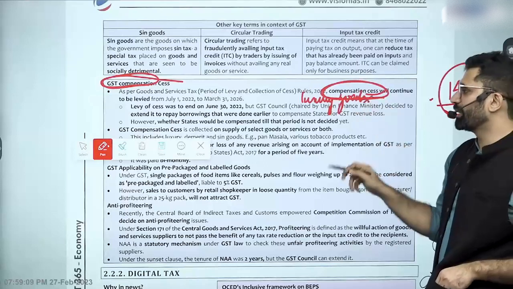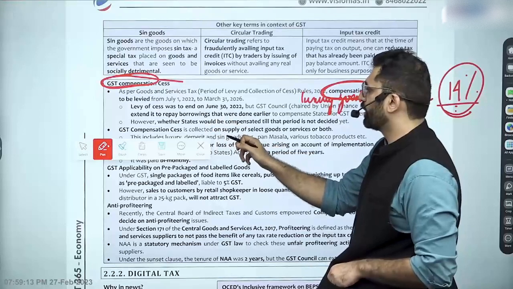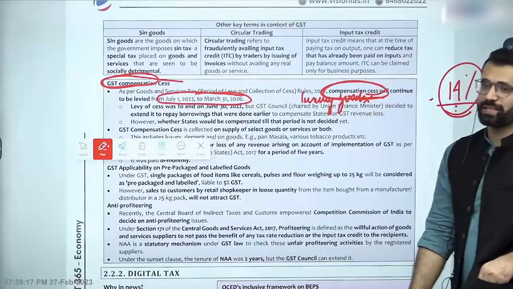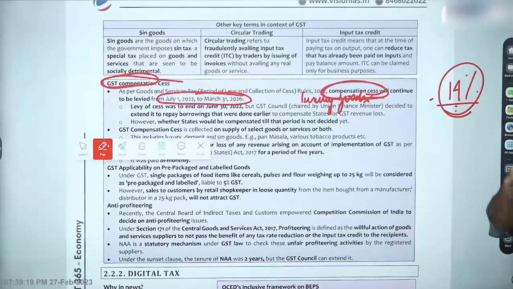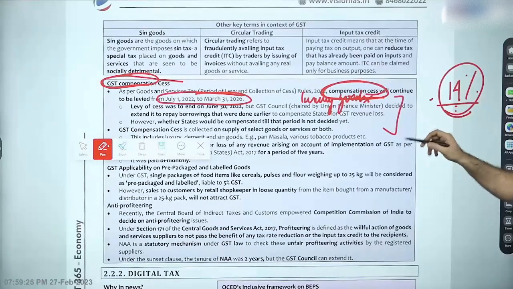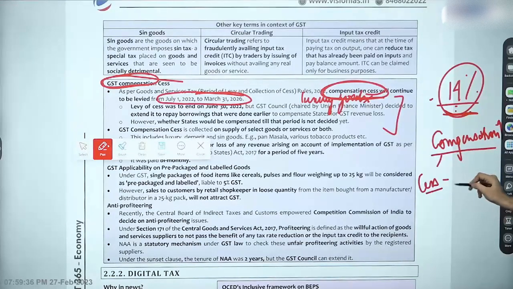Now the cess has been extended for 5 more years, from 22 to 26. The cess has been extended, but we don't know what will happen, whether the center will pay compensation or not. Now why is this an issue? Because in the pandemic years, the states did not get this percentage of growth. So the demand for compensation was high, but the cess was not enough.